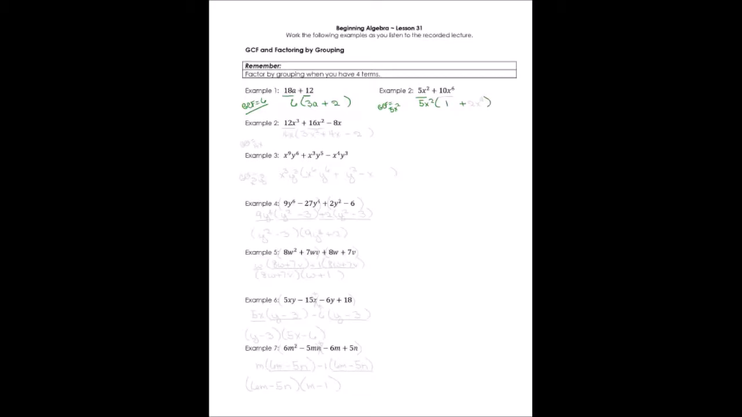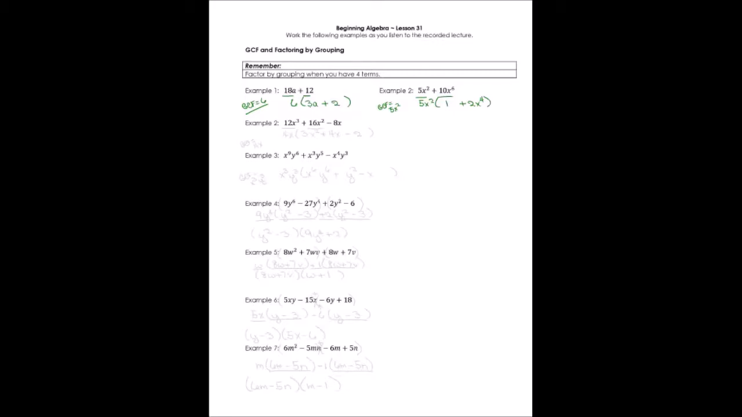5x squared times what would give me 10x to the power of 6? Well, 5 times 2 would give me 10. X squared times x to the 4th, I would add those exponents, would get me back to 10x to the 6th. So I've factored this polynomial or binomial into 5x squared times 1 plus 2x to the power of 4.